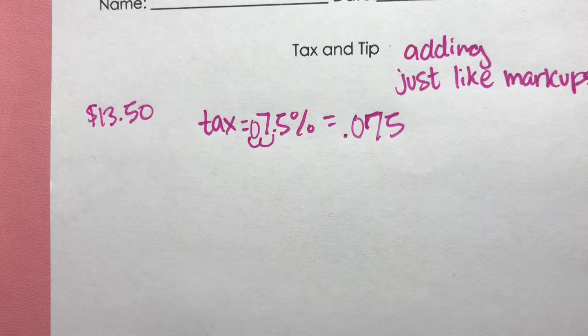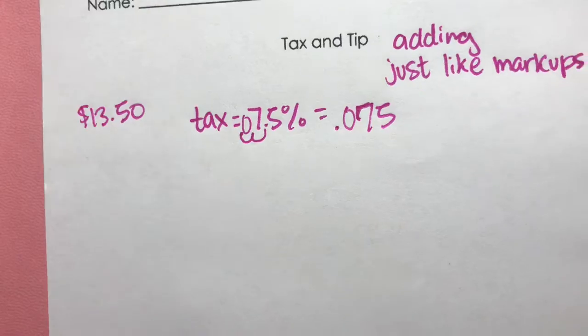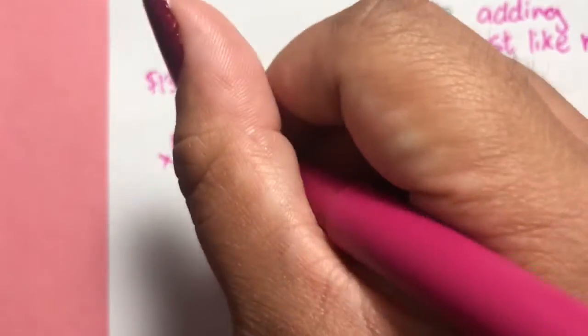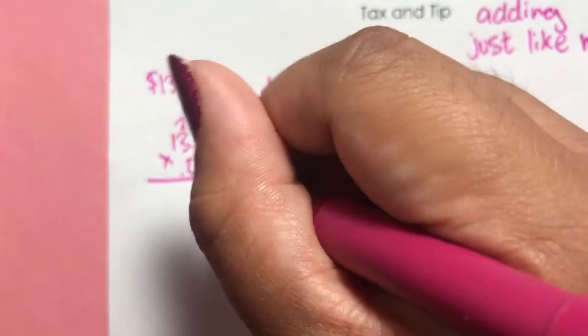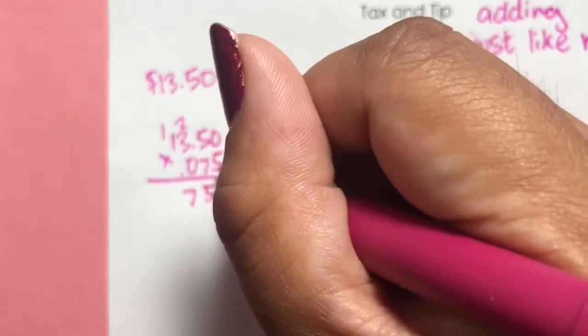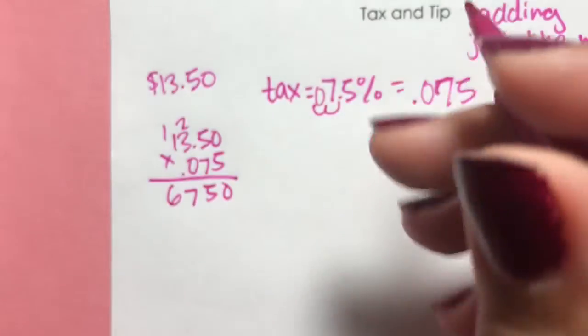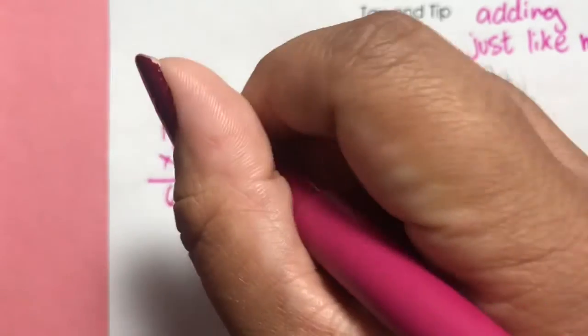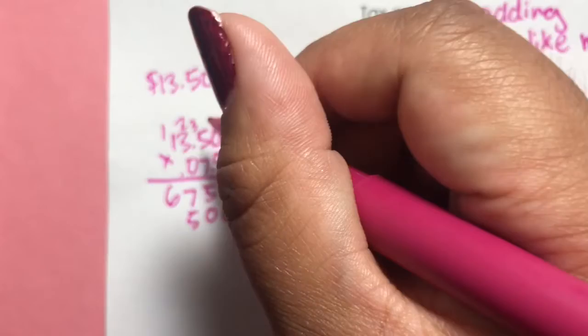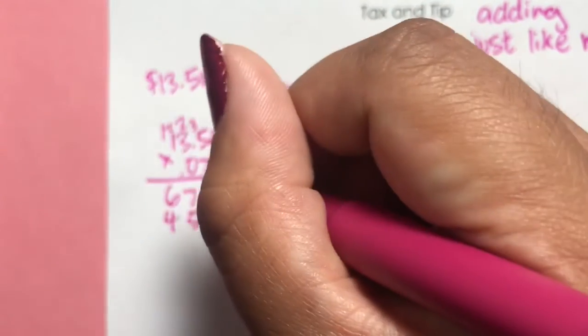So now we got to multiply that by $13.50 so that we can figure out the percentage of tax that I'm going to be paying. Okay, so $13.50 times 0.075. Okay, 5 times 0 is 0, 5 times 5 is 25, 3 times 5 is 15, plus 2 is 17, 5 times 1 is 5, plus 1 is 6. Okay, and then we got to add our 0 for a placeholder. 7 times 0 is 0, 5 times 7 is 35, 3 times 7 is 21, plus 3 is 24. And 7 times 1 is 7, plus 2 is 9.